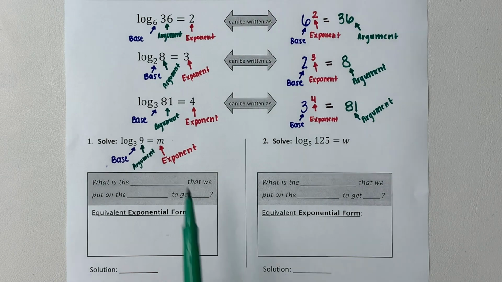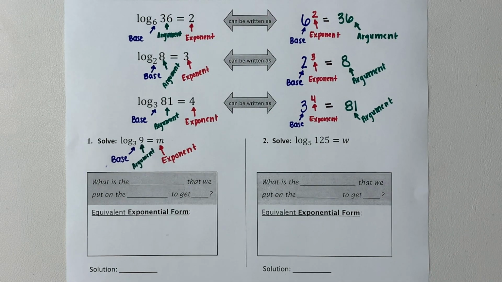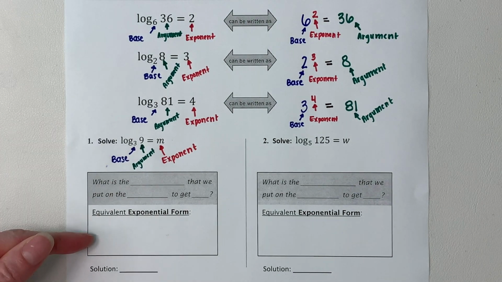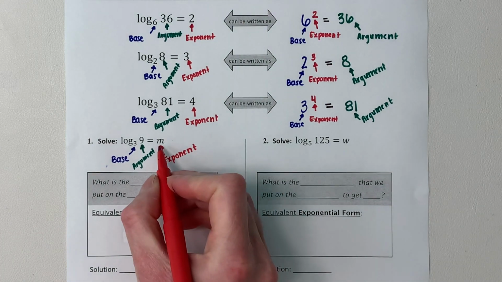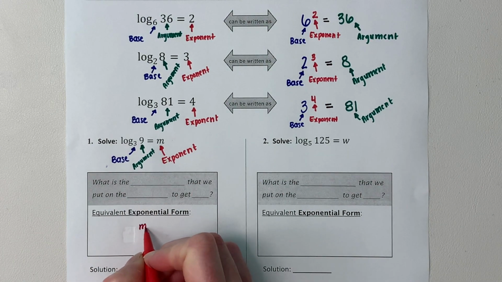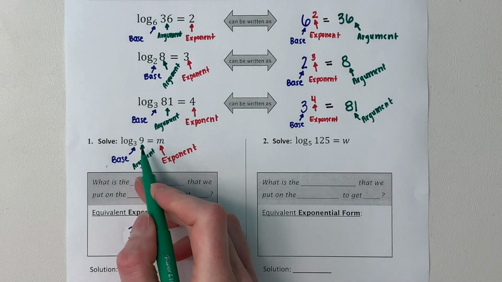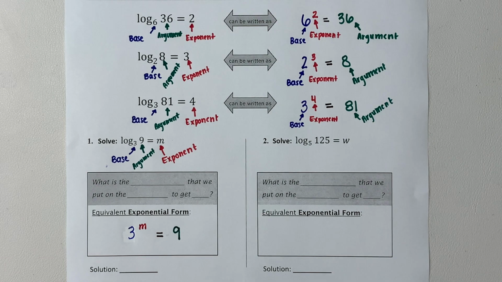Now you might be able to find m mentally, but especially when the problems get more difficult, when you have a problem written in logarithmic form, it can be helpful to rewrite it in exponential form. So let's practice doing that. We said that m is the exponent that we put on the base 3 to get the answer or the argument 9. And let's label the parts of our exponential form.